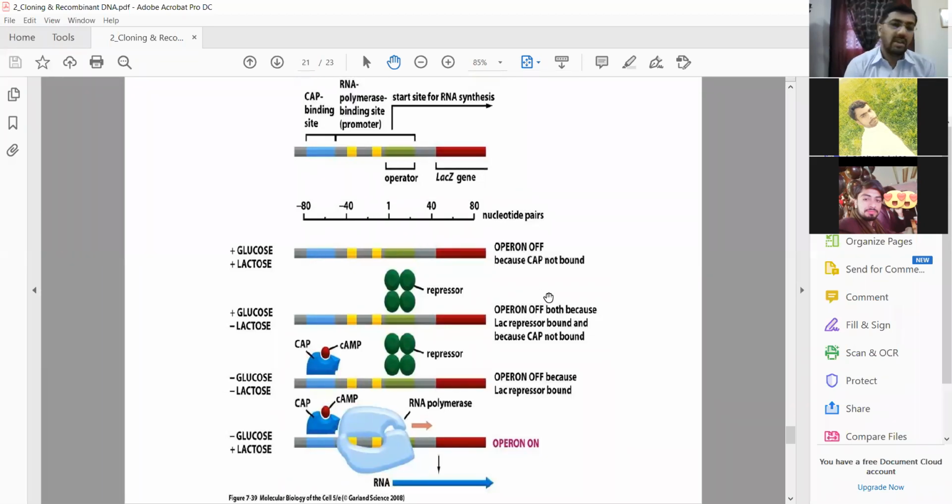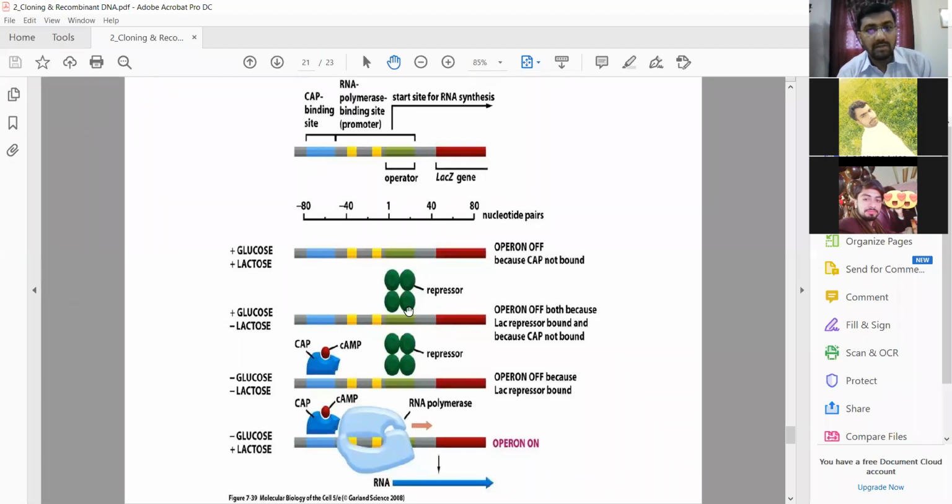Okay, so there are four conditions. In the first, we have both glucose and lactose: ample glucose within the cell, and lactose outside the cell available to be used by the bacteria. If there is ample glucose available, certainly this operon would be off because there is no need of lactose, and the microorganism would conserve the energy. The other condition is that we have glucose and there is less lactose outside the cell.